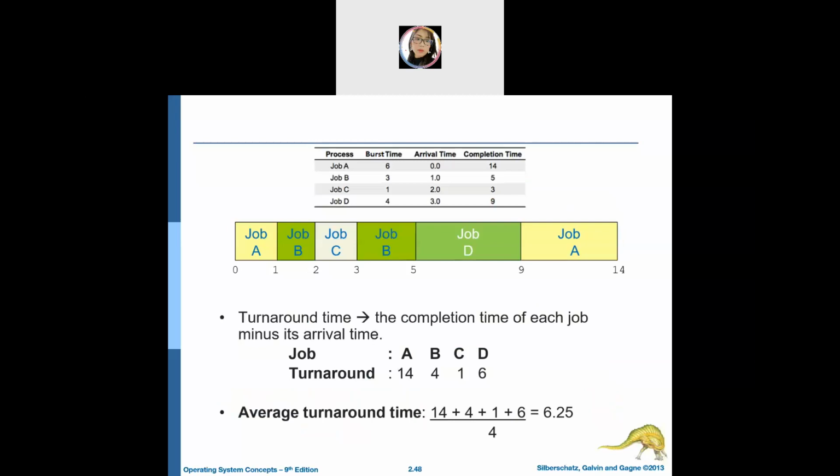How are you going to calculate the average turnaround time? The turnaround time is the completion time of each job minus the arrival time. So if you arrive at 0, you're going to minus 0. Let me do it for A: it's going to be 14 minus 0. For B, 5 minus 1. For C, 3 minus 2. For D, 9 minus 5. So altogether, you're going to have 14. And here is 4. This is 1.